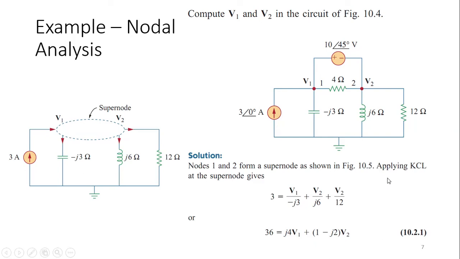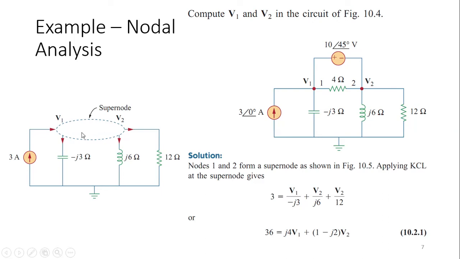So applying KCL at the supernode. In order to solve this circuit, we would take this as a single node. However, one terminal is at V2 and the other is at V1. So writing the equation for this supernode, 3 ampere current is entering this node, and the current V1 upon minus 3J would be leaving, and these two currents would also be leaving, which can be written as V2 divided by the impedance J6 and V2 divided by resistance 12. So these will make the equation like this one. As this is a supernode, we will treat this as a single node and write a single equation for this. This is what we have seen in our previous course, Electric Circuit Analysis 1 for DC circuits. Now this equation can be simplified like this one.